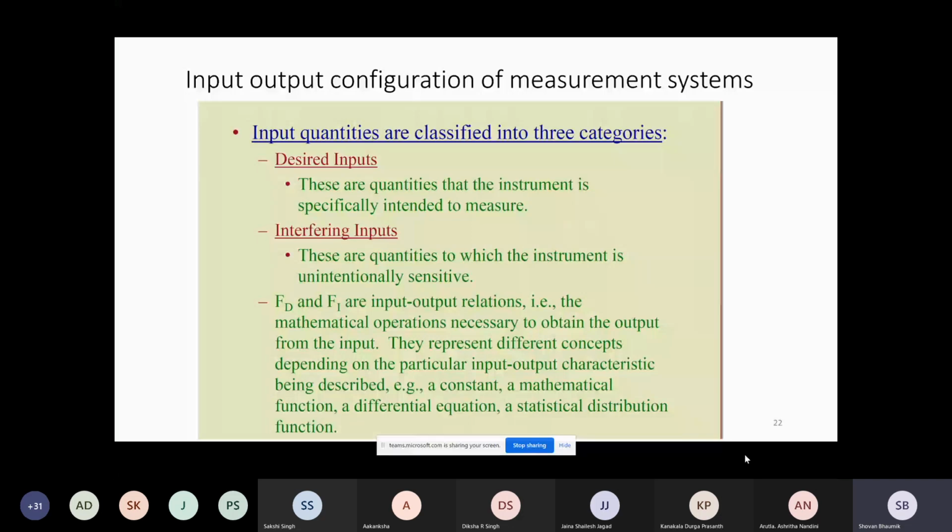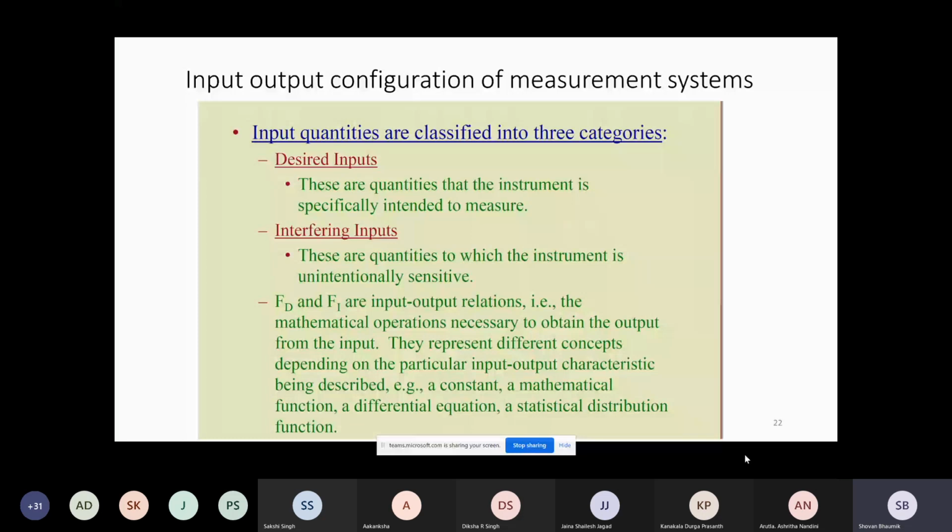Now let's see the input output configuration of measurement system. How can you configure input output? This is very important, another important section of the first chapter: input output configuration of measurement system.